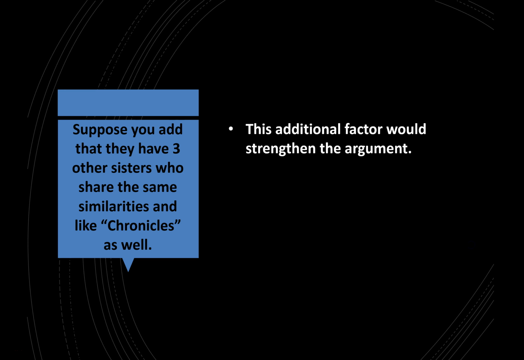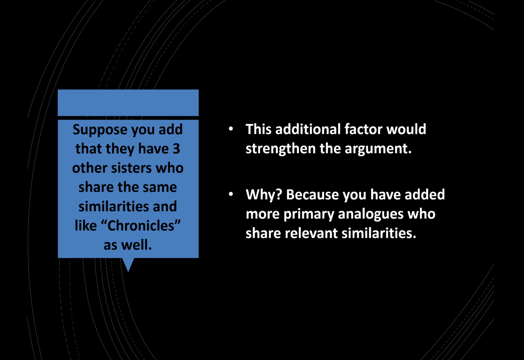Now suppose that you add that they have 3 other sisters who share the same similarities, and they like that Chronicles movie too. That additional factor would strengthen the argument. And why? Because you've added more primary analogs who share relevant similarities. So now it's not only Cheryl who liked Chronicles. There are 3 other sisters with the same things in common who like Chronicles. Isn't that going to make it more likely that this other sister, Denise, is going to like it too? Okay, so that would strengthen the argument.